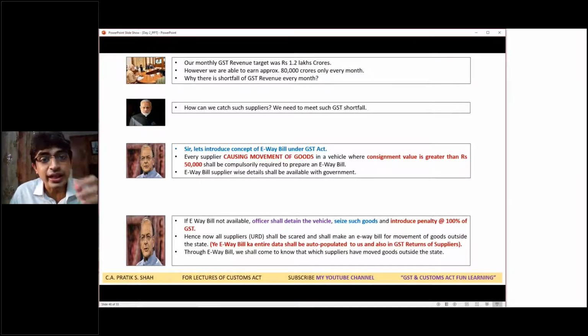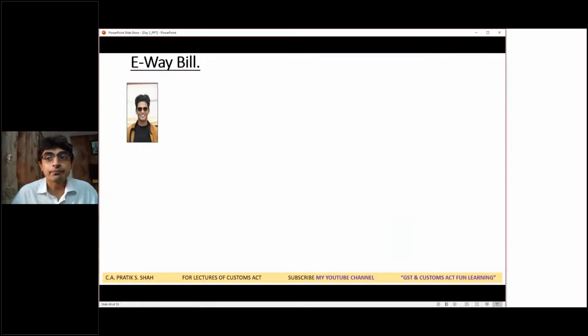Okay, when the consignment value is greater than 50,000. When I say consignment, it means invoice value. Consignment means the whole invoice value, including GST. Okay, so let us understand this point.